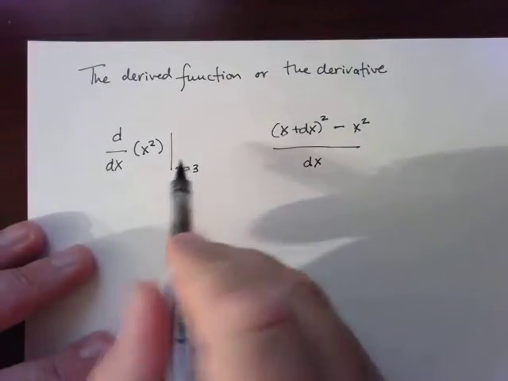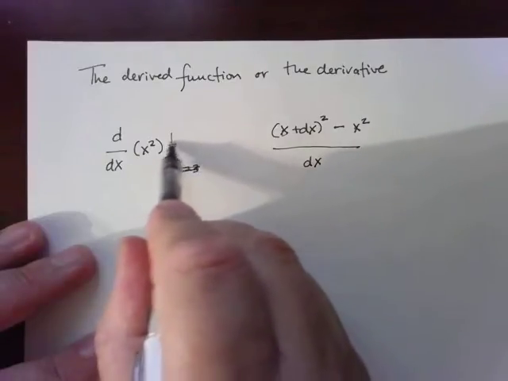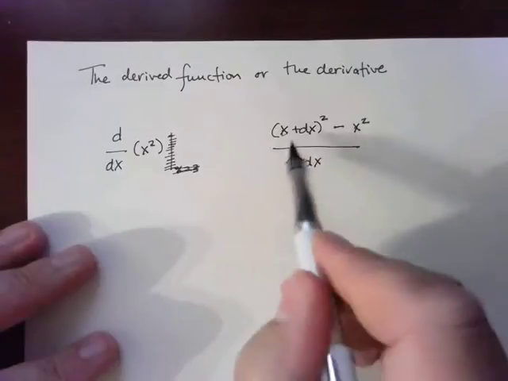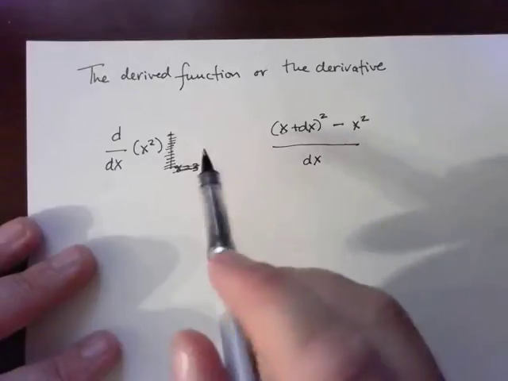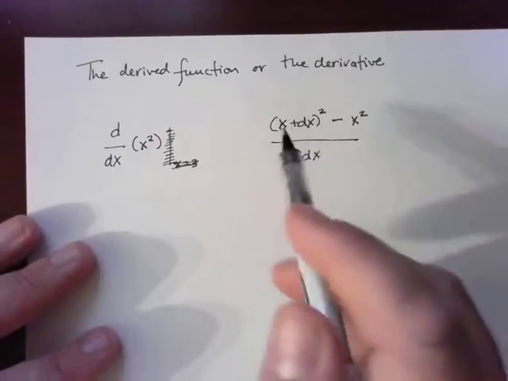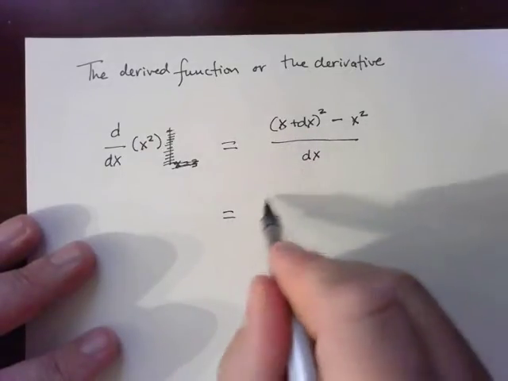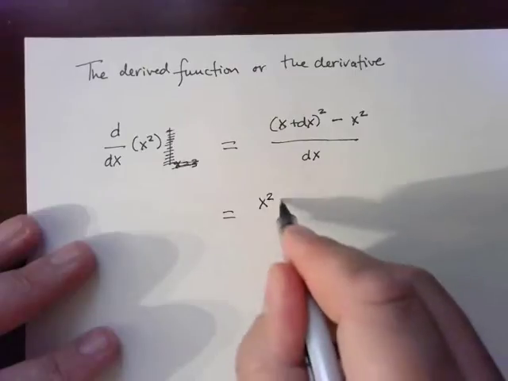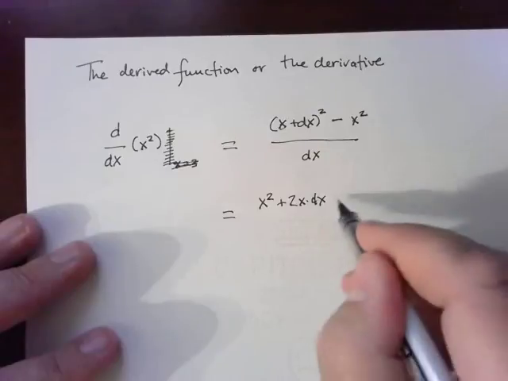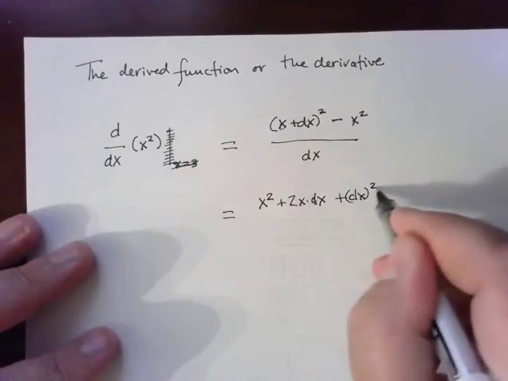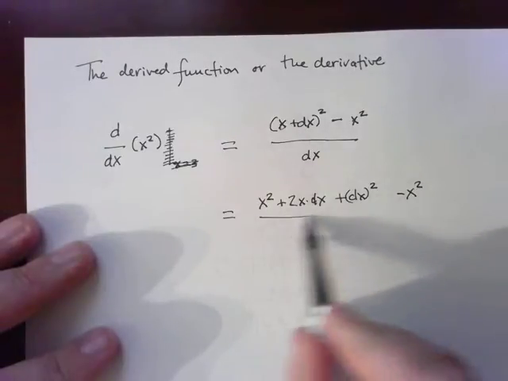So to get the derived function, what we do is we just no longer require putting in a number. We simply leave this as the variable x, and it gives us a rule that computes the derivative at every value. Let me show you. First of all, let's simplify this. So I have to square this out. When I FOIL this out, I get x squared plus 2x times dx plus dx squared. That's this. Then I subtract x squared, divided by dx.